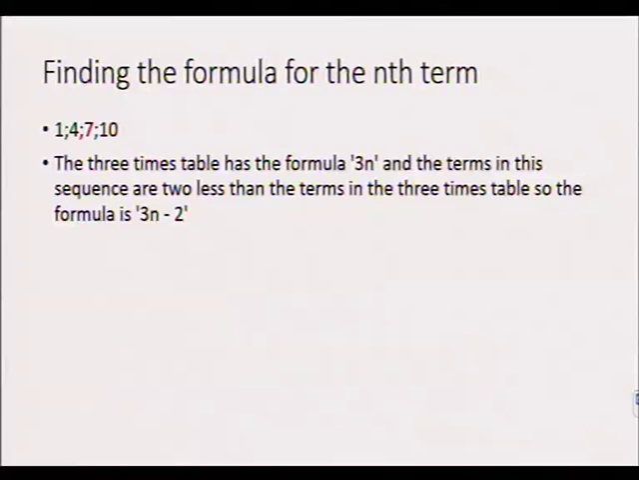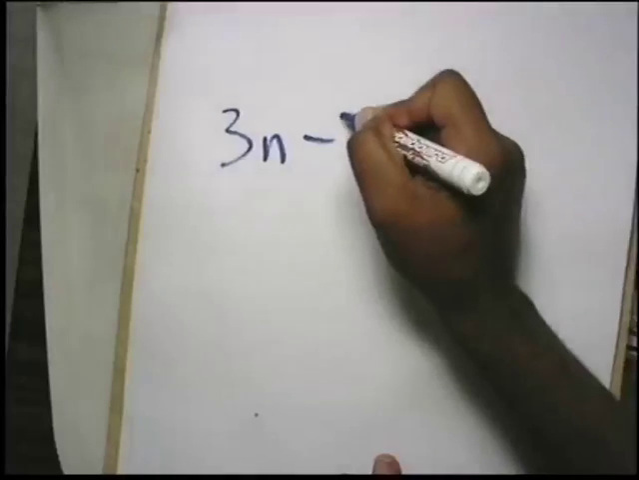equal to sign. Now, finding the formula of the nth term, let's look at this one. We have a sequence that says 1, 4, 7, 10. How do we get the nth term? For us to get it, we say the 3 times table has the formula 3n, and the terms of this sequence are 2 less than the terms in the 3 times table. So your formula here is 3n minus 2.